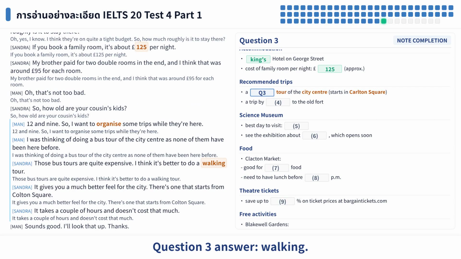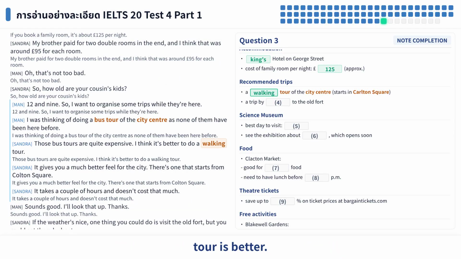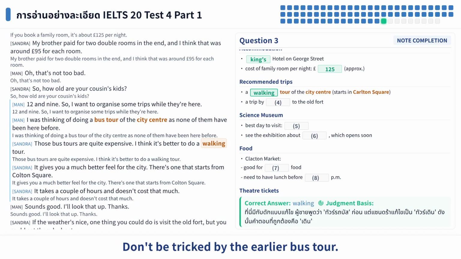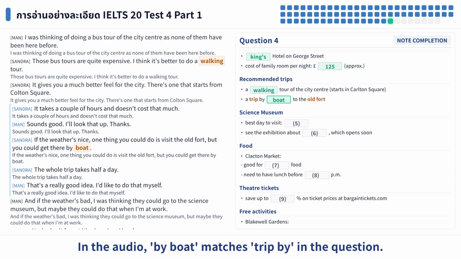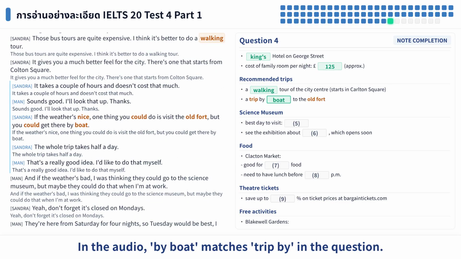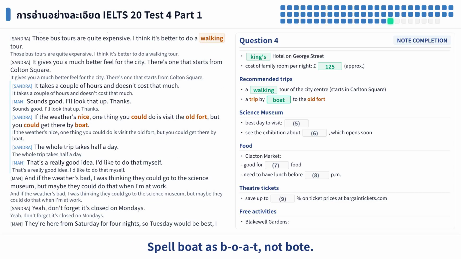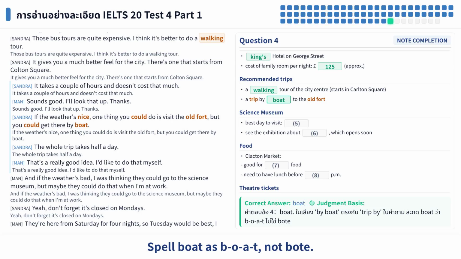Question 3 answer, walking. Listen for but after Sandra says walking tour is better. Don't be tricked by the earlier bus tour. Question 4 answer, boat. In the audio, by boat matches trip by in the question. Spell boat as B-O-A-T, not boat.